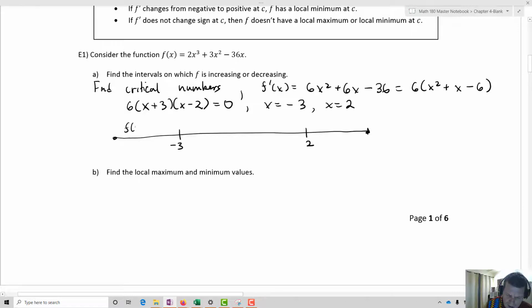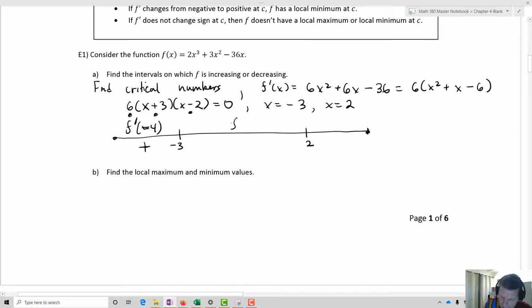So we find f of negative 4. And all I really need to notice is that this is going to end up being f prime of negative 4. Sorry, f prime of negative 4. When I plug that into f prime, I get 6 times a negative number times a negative number, so that ends up being positive. I want to emphasize again, I'm finding the value of the derivative. So the derivative is positive before negative 3.